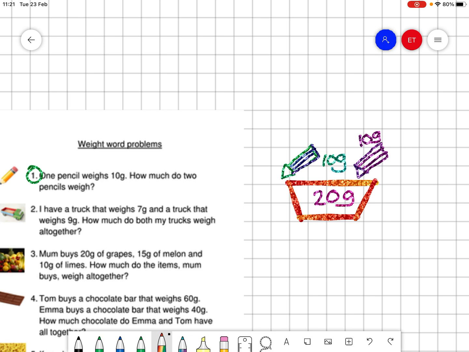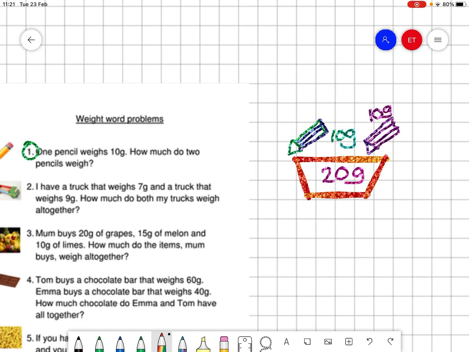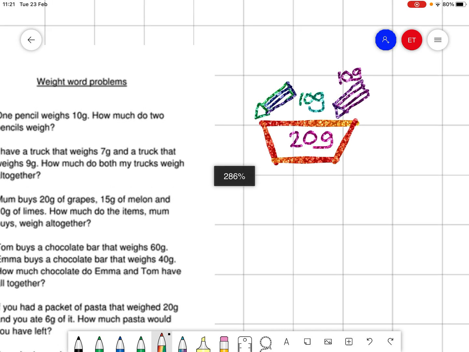Okay? But you may come across problems where you can't solve it straight away, and that's when you need to be able to draw or use concrete resources. So if you had 2 pencils, you could write 10 next to them and do the same thing, so you've actually got it in front of you. But as I said, it's very unlikely you're going to need to know how much 2 pencils weigh. It is very unlikely. But let's put it into a real life context.